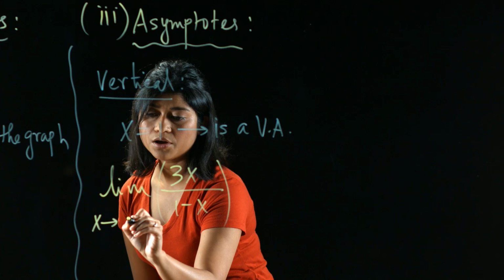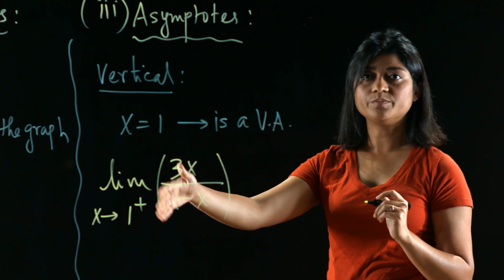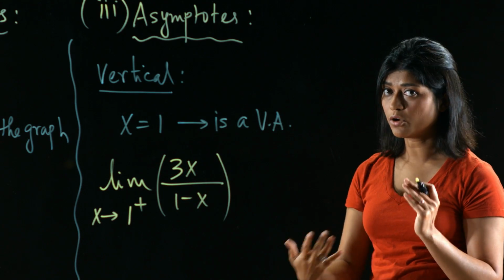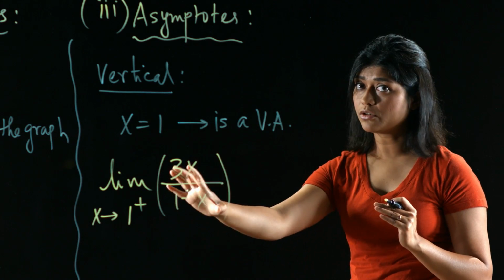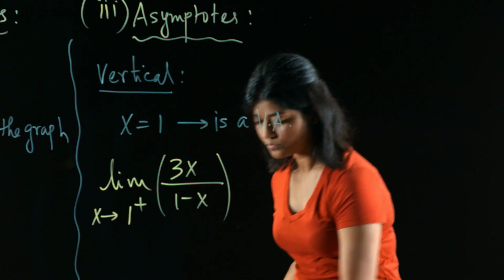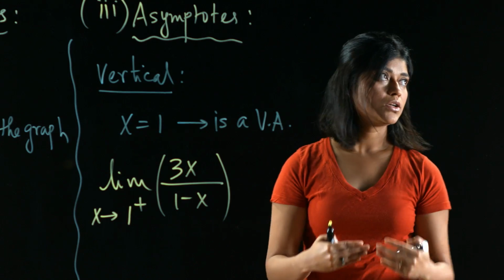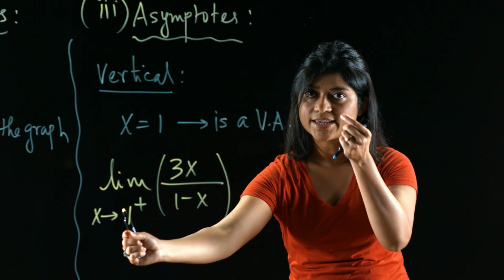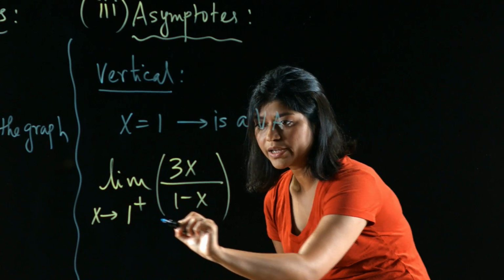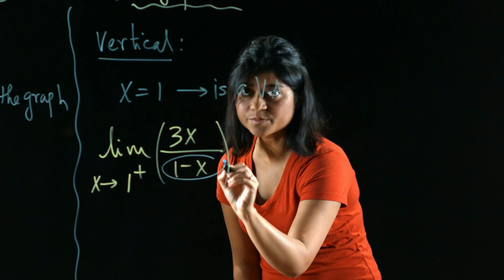So let's first figure out, as x approaches 1 from the right-hand side, how is the function behaving? We know it's a vertical asymptote. We know the function will either increase or decrease without bound. So we know that the answer to this limit will be either plus or minus infinity. Question is, which one is it? Notice x approaching 1 from the right-hand side means x is taking values greater than 1. So you're plugging in a value that is bigger than 1. What happens to this expression?